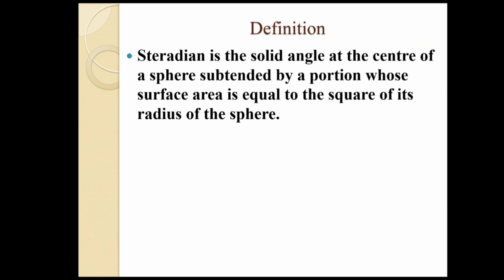Now we are going to see the definition of steradian. Steradian is the solid angle at the center of a sphere subtended by a portion whose surface area is equal to the square of the radius of the sphere.